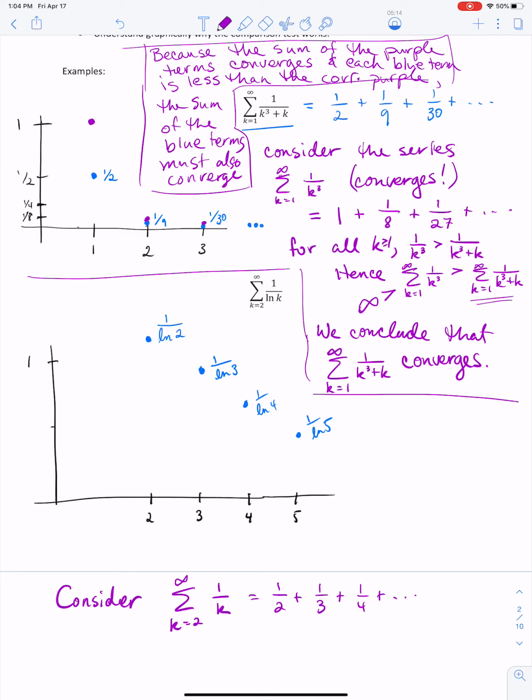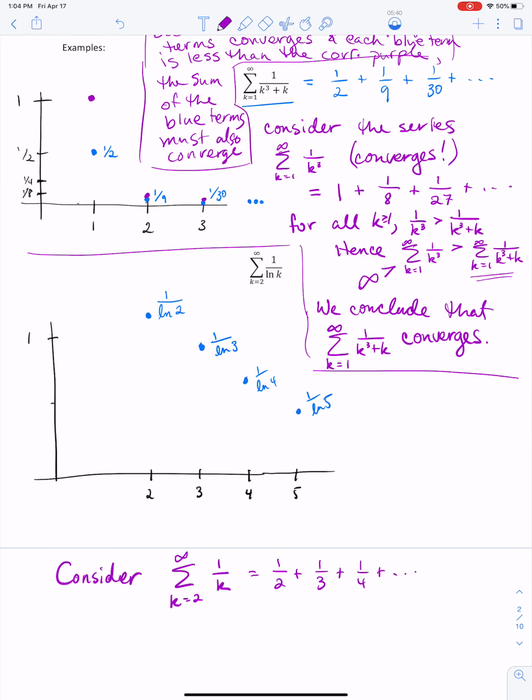Now, we analyzed the harmonic series, which starts at k equals 1, typically. But because convergence doesn't depend on the first term, if you add up all the numbers, including 1 here, then you would have an infinite sum. Well, if you take out that first term, you still have an infinite sum or a divergent series here. So this series diverges.